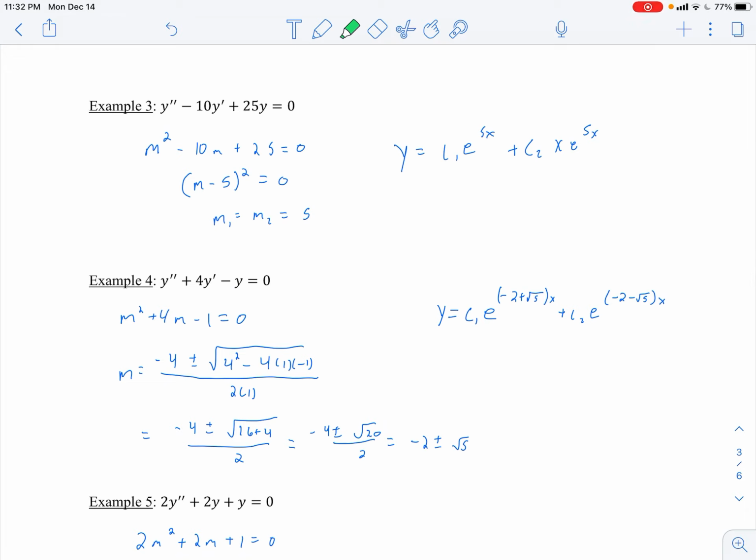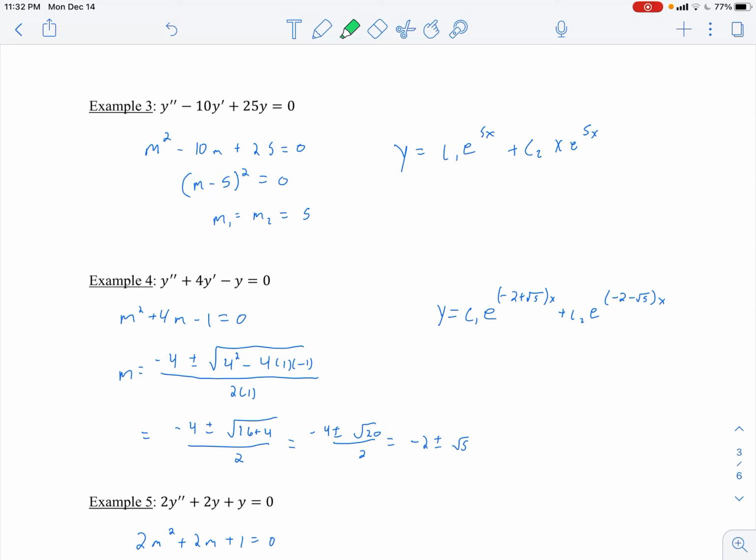Hopefully you didn't find that to be too difficult. Example 3. y double prime minus 10y prime plus 25y equals 0. What we're going to do here, again, put it into the auxiliary equation. So we get m squared minus 10m plus 25 equals 0. Factor that, we're going to get m minus 5 squared.